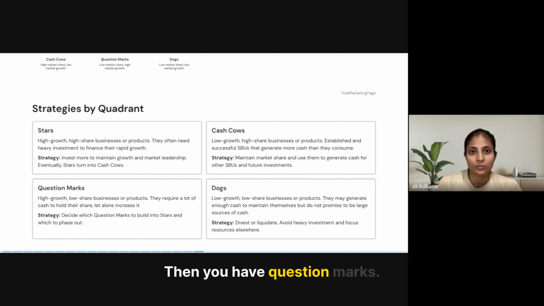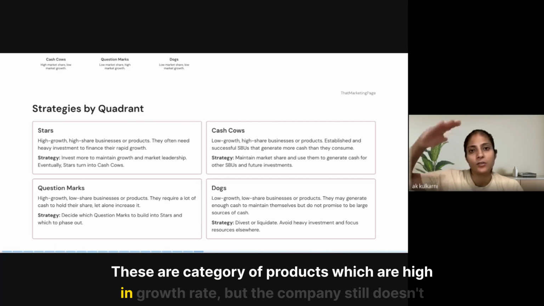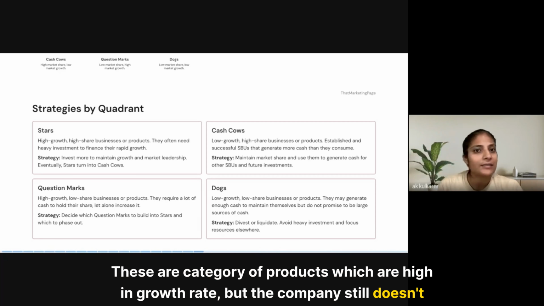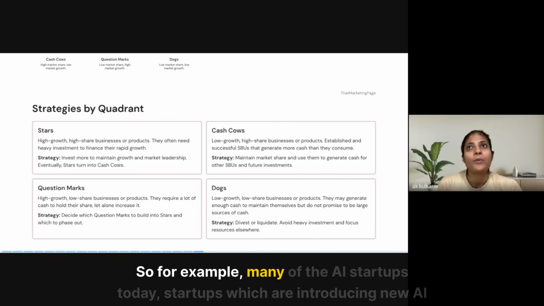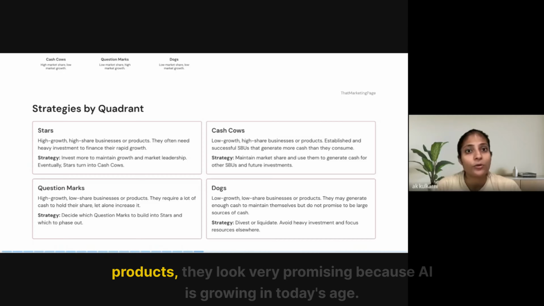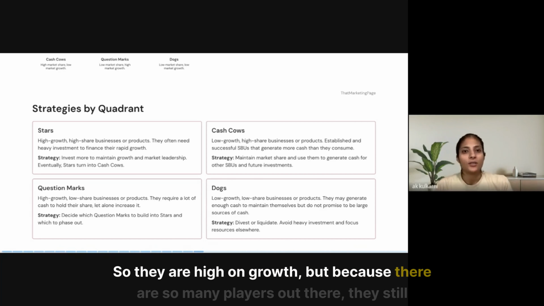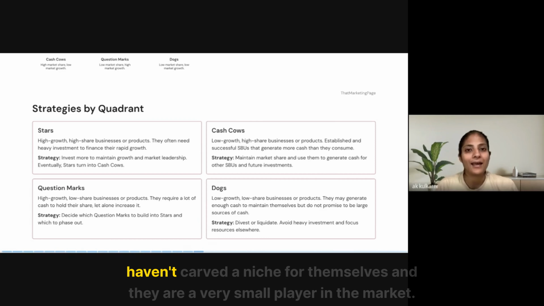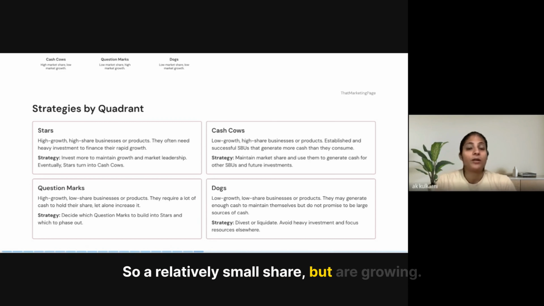Then you have question marks. These are a category of products which are high in growth rate, but the company still doesn't have a share in those markets. So, for example, many of the AI startups today, startups which are introducing new AI products, look very promising because AI is growing in today's age. So, they are high on growth, but because there are so many players out there, they still haven't carved a niche for themselves and they are a very small player in the market. So a relatively small share, but are growing.